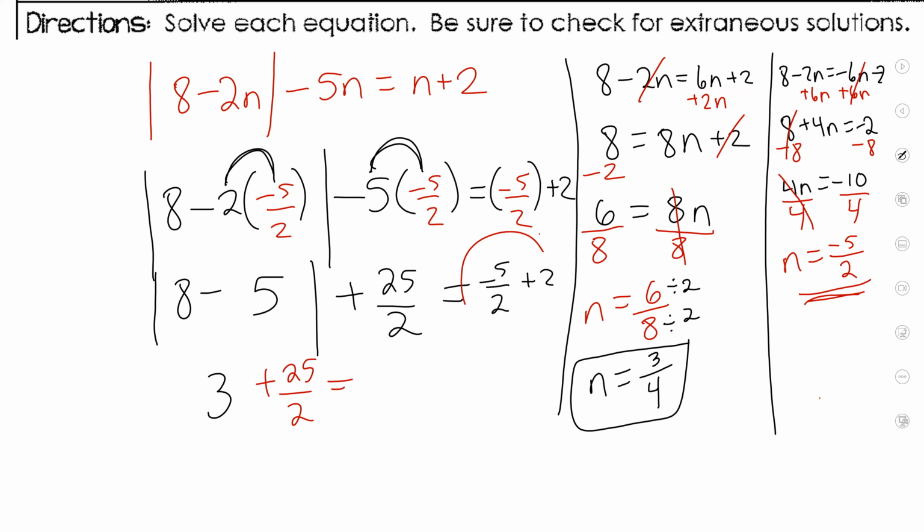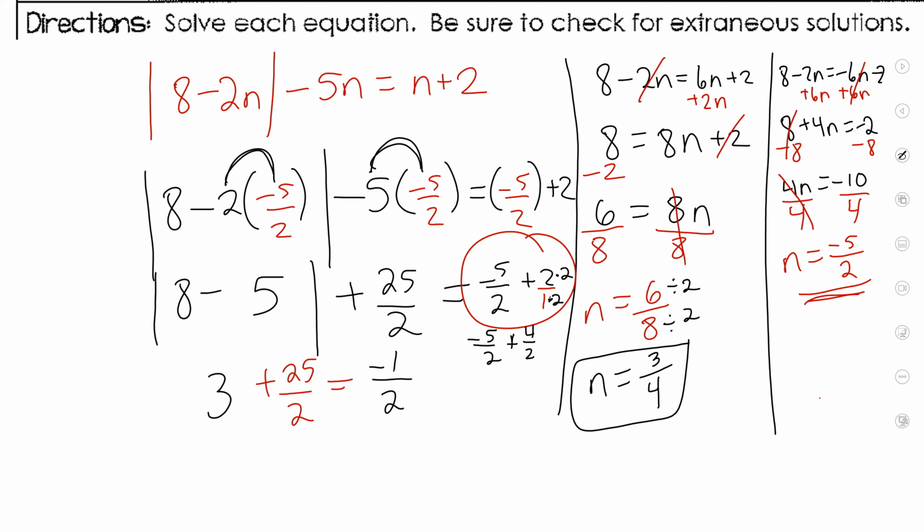Now let's see what this side is equal to. This side, I need the same denominator. So I'm going to put this over 1. And my denominator needs to be 2. So I'm going to multiply this by 2 and multiply the top by 2. So this will be -5 halves plus 4 halves. Now that the denominators are the same, I can combine these. So you keep the denominator, you combine the numerators. So -5 plus 4 is -1.